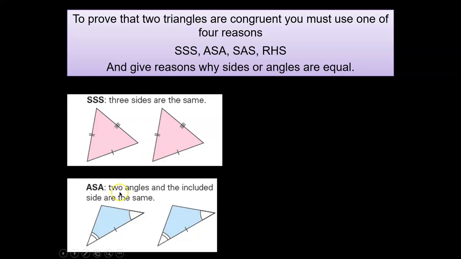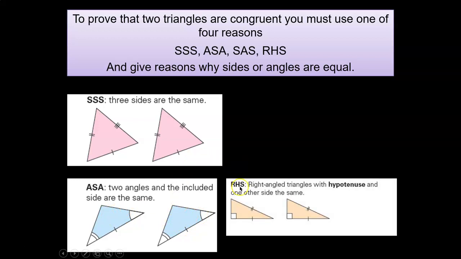ASA tells us that two angles and the included side, that means the side that joins the two angles, are the same. So if I know that, for example, this was 45, this was 2 centimetres, and this was 50, and this is 45, 2 centimetres, 50, then I would know that these two triangles are congruent. Even though it's in a slightly different order.